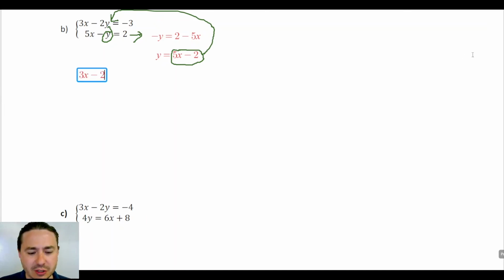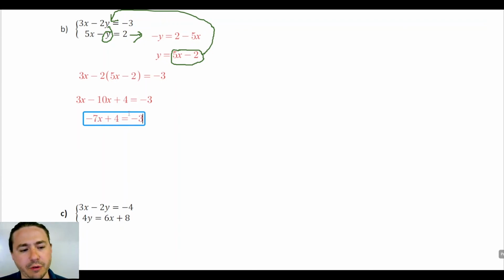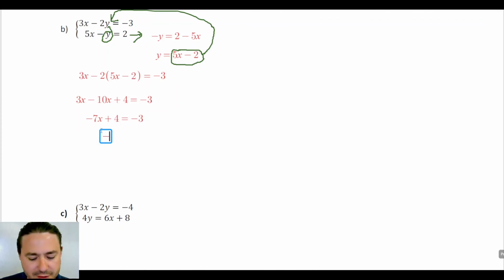Just a little reminder, that's why it's called substitution. So we get 3x minus 2 times (5x minus 2) equals negative 3. Now we're just going to use the distributive property and our properties of equalities to solve this linear equation. If I distribute the negative 2, I get negative 10x plus 4. Combining like terms, 3x minus 10x is negative 7x. So negative 7x plus 4 equals negative 3. If I subtract 4 from both sides, this is going to work out nicely. Negative 7x equals negative 7, so x will equal 1.